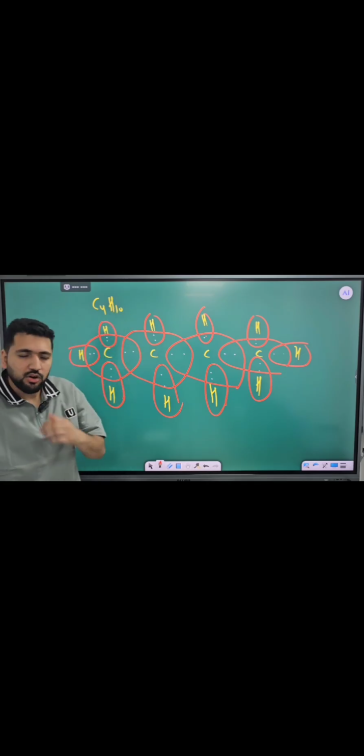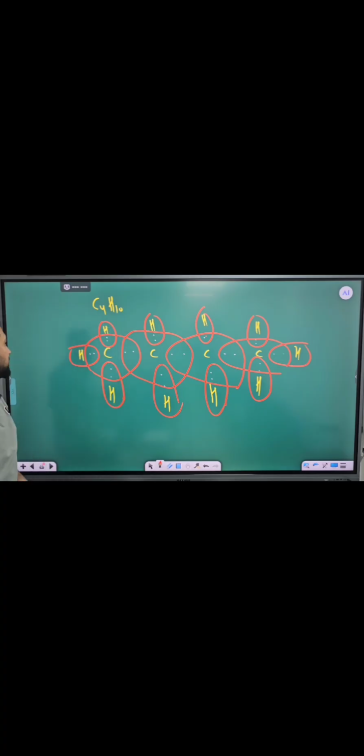You can make the electron dot structure of pentane as well. I hope this is clear, guys. About alkanes, everything is super clear. They are also called paraffins. The general formula I have discussed, and the electron dot structure I have discussed.